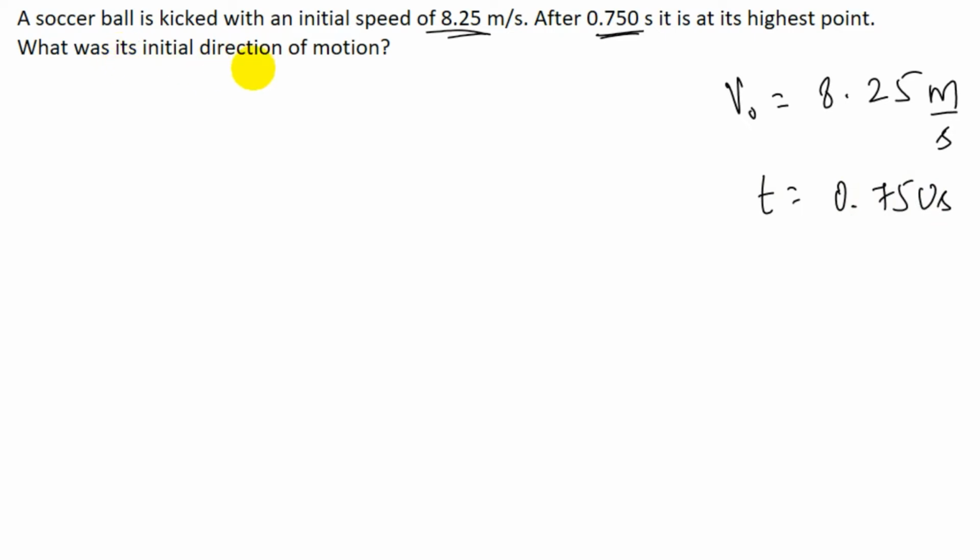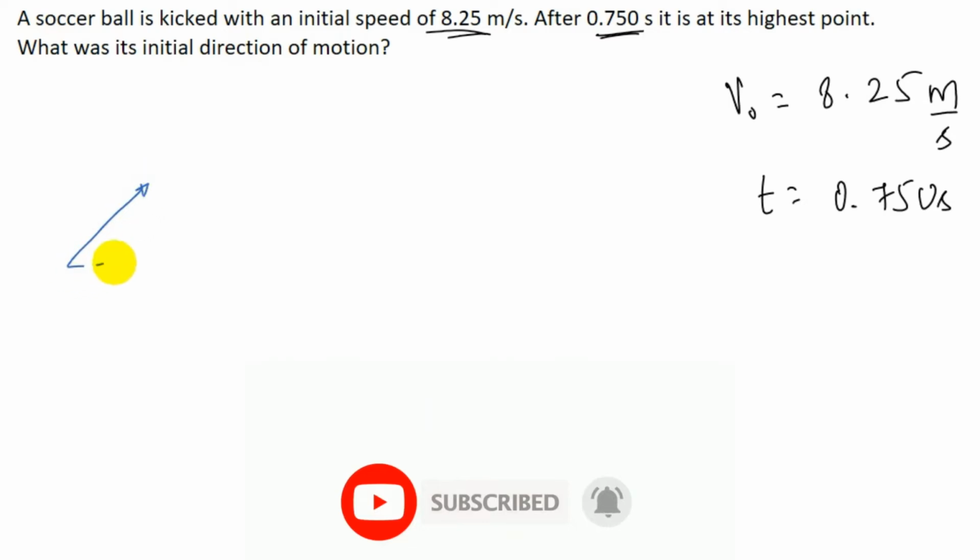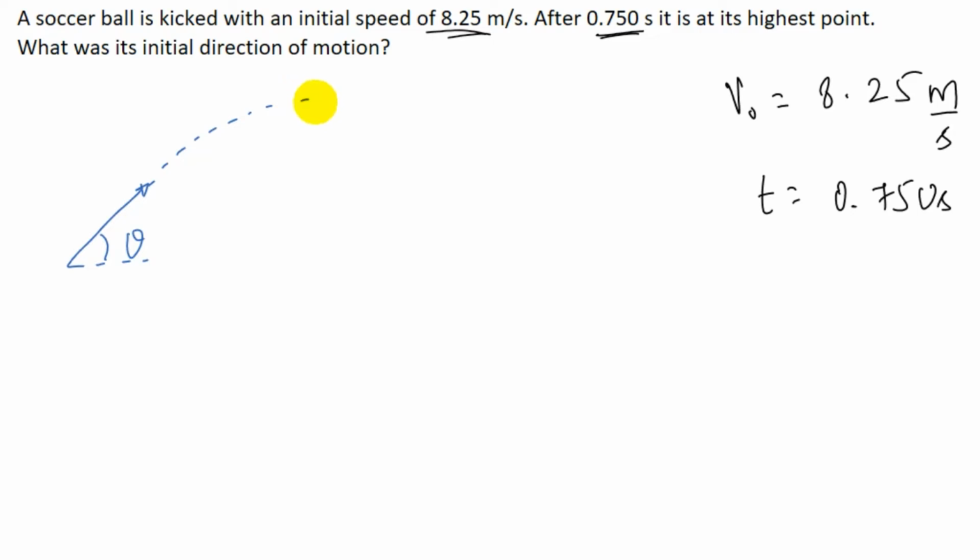Now we need to find the initial direction of motion. So the ball is kicked at some angle that we have to find. Let this be theta. Now after time 0.750 second, it reaches its maximum height and then it goes down. At the maximum height, we know that the vertical component of velocity becomes 0, because the ball is traveling like this at this point. So Vy is 0 at the highest point.